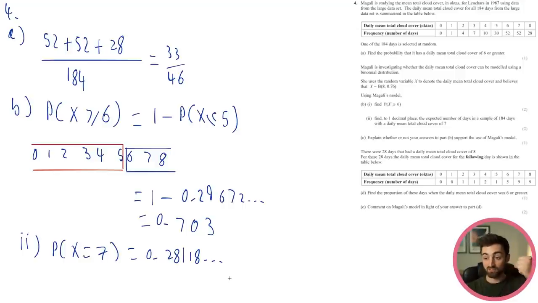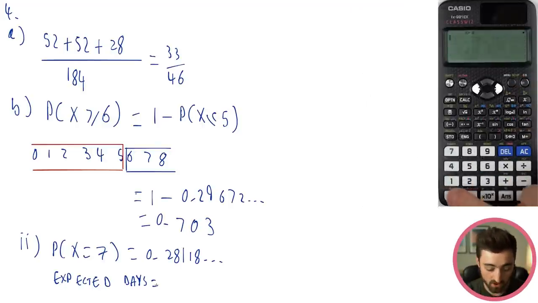I'm not done, because it says the expected number of days. So if I've got 184 days, almost 184 times I'm doing this, rolling this dice, whatever, and the probability on each one that I get 7 is going to be this 0.28, I just need to times these two numbers. So therefore, the expected days is going to equal my answer, 0.28118 times by 184. And that is going to get me 51.737, etc., but it wants it to one decimal place. So this is going to be 51.7. So you expect 51.7 days.